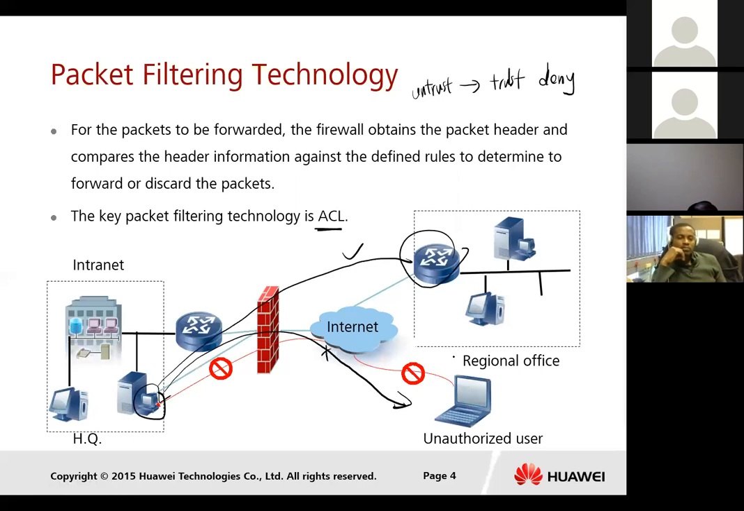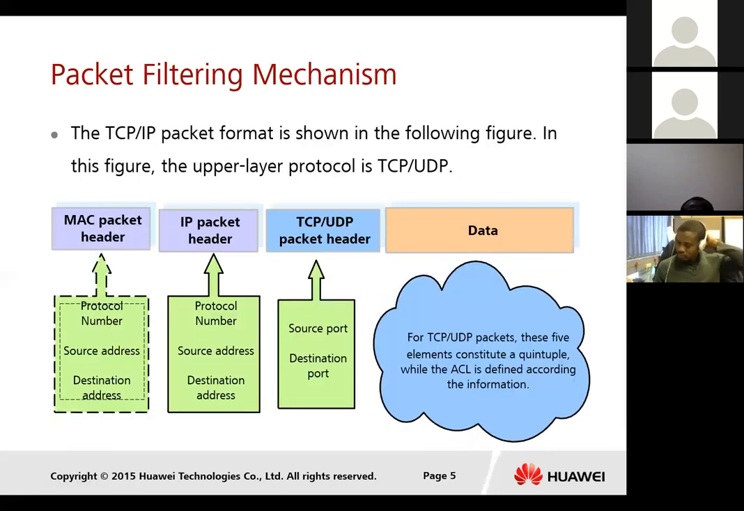Okay, but definitely, let's say you're under the regional office and you want to allow certain users to come in, then you need to define through the ACL who you allow to come in. Under the packet filtering mechanism, they are going to compare information of the MAC packet header, IP packet headers, and TCP/UDP packet headers. That is what they are going to compare based on the packet filtering. They can be based on the source MAC, destination MAC address, source IP and destination IP, source port, as well as the destination port.